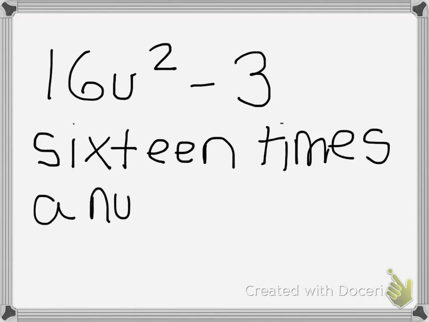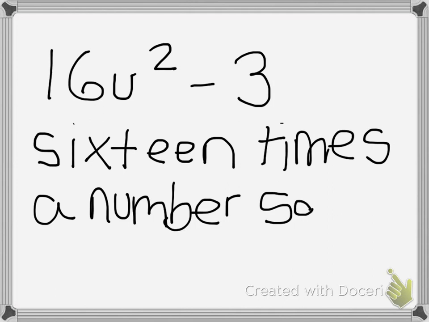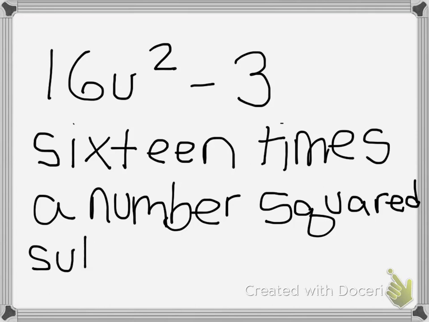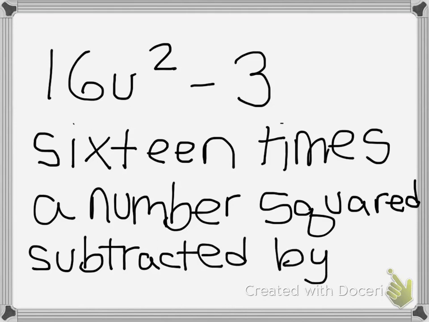a number. And u is squared, so you would write squared. Then you're going to subtract 3, so you would write subtracted by 3. So 16u squared minus 3 can be translated into 16 times a number squared subtracted by 3.